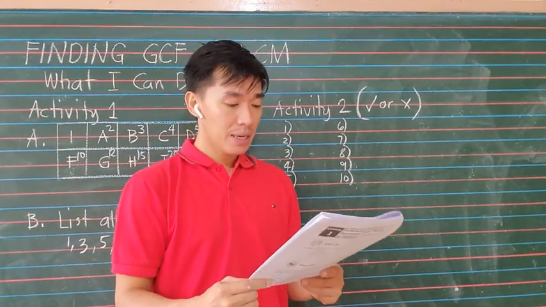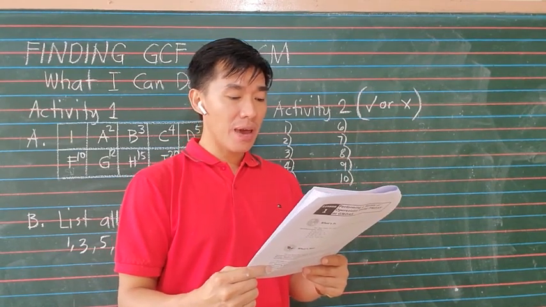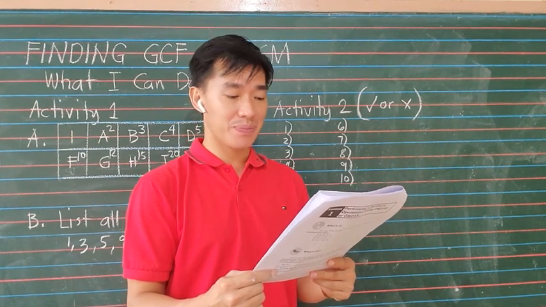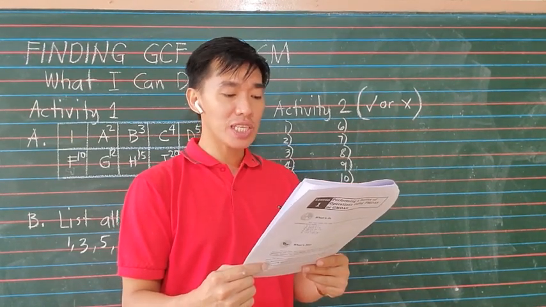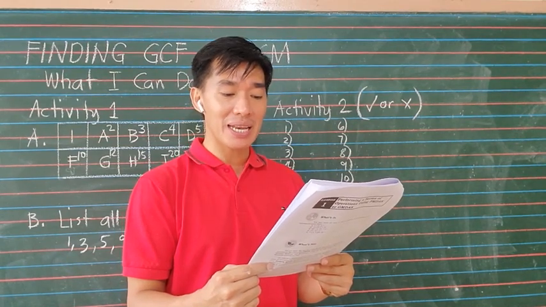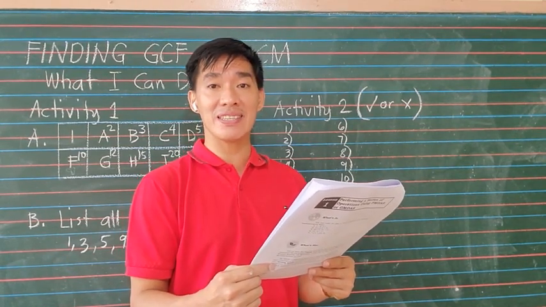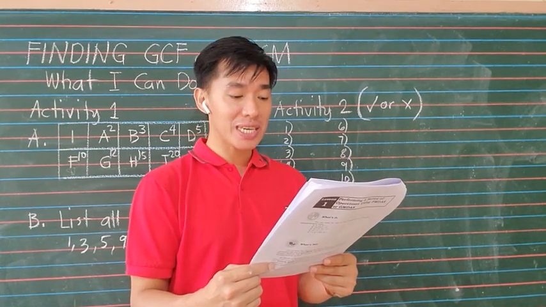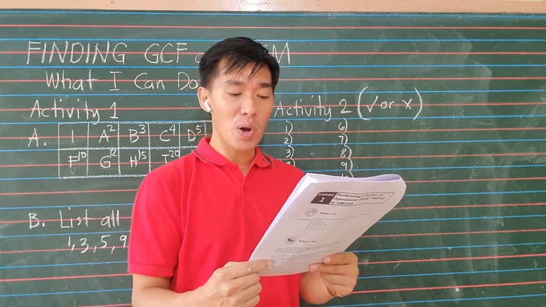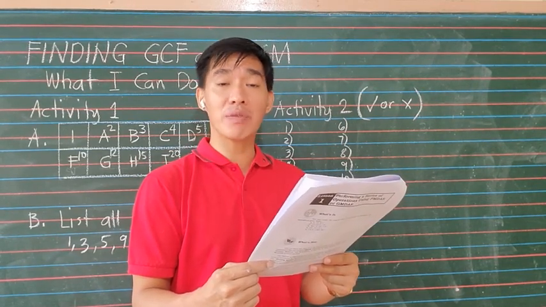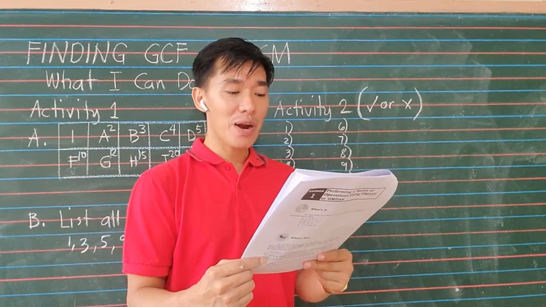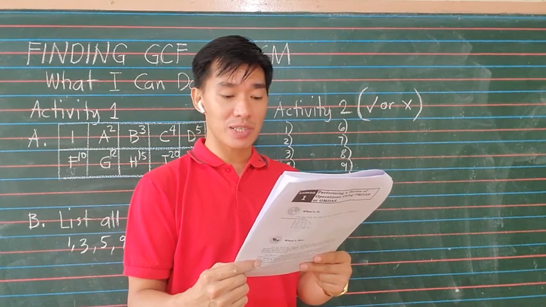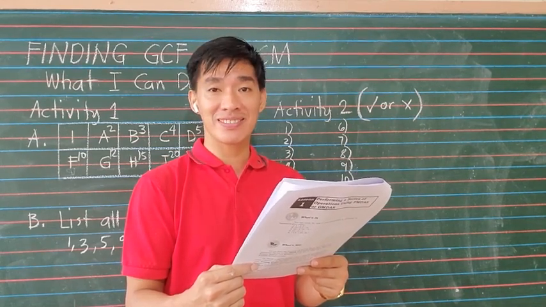Question number 9. To find the GCF of given numbers may be done by prime factorization. And finally, number 10, there is no GCF if there are no common factors of the given numbers.